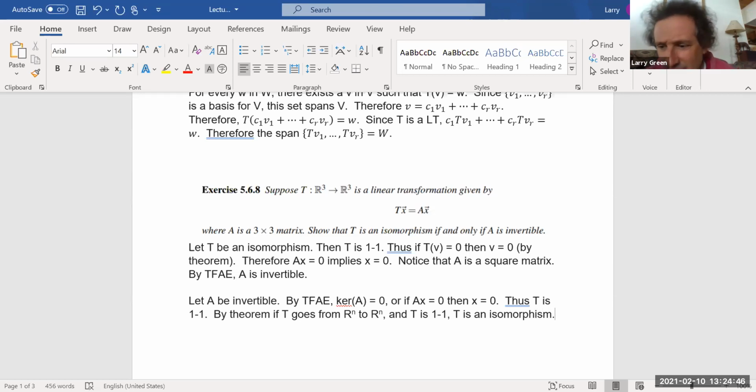Anyone lost on this argument? So this is one of those where theorems are helpful. The other one I used definitions. This is definitely one for theorems. Any questions?